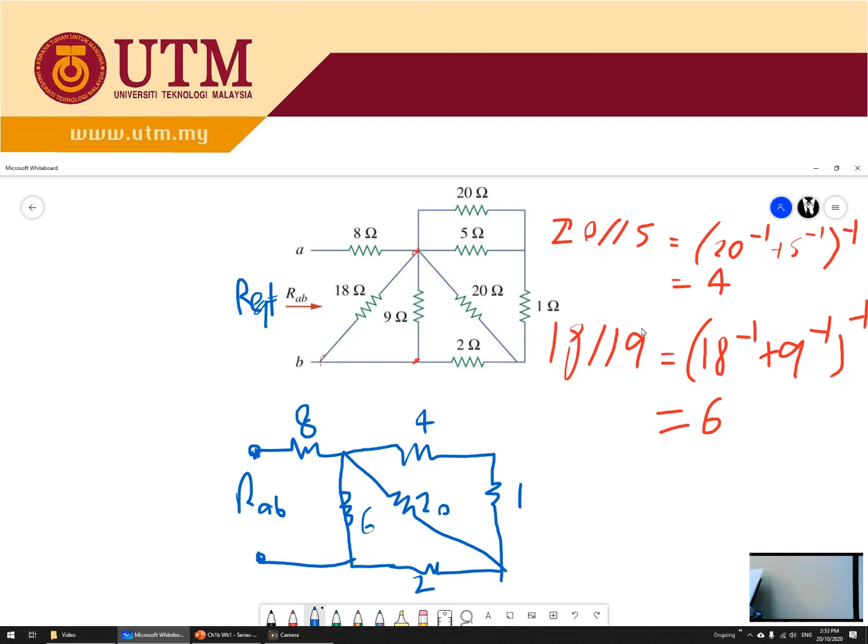Now find another simple component. You can see that this one and this one are in series. 4 plus 1 equals 5. So this one becomes 1 and 5. Then this one and this one, you can see that they are in parallel. So 20 parallel with 5. You get 20 reciprocal plus 5 reciprocal. We already calculated 20 and 5. It is 4. Use the same one.